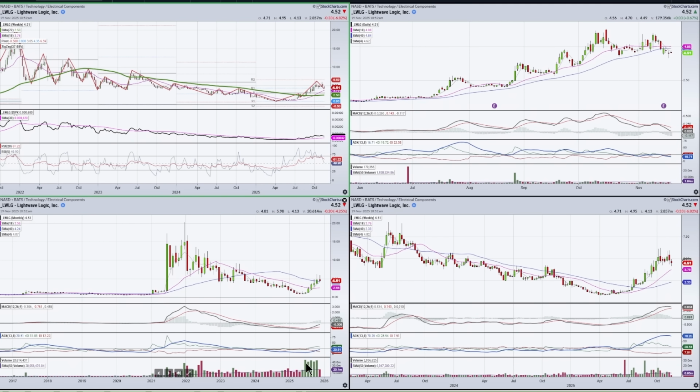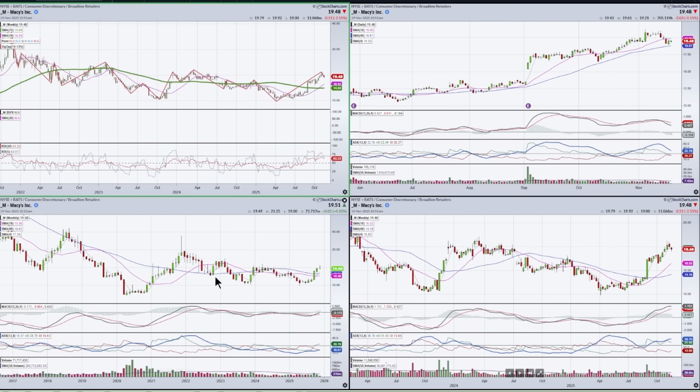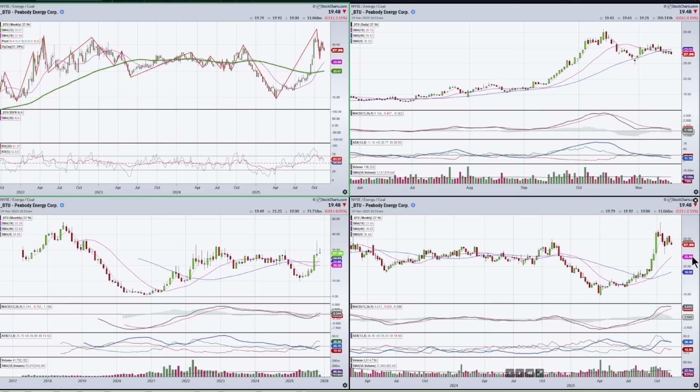Look at the volume pattern on the monthly. These past 4 months, you can see that there's definitely been some buying taking place. We made it through earnings. It's consolidating, something to keep an eye on. Macy's breaking the downtrend line on a longer term basis with relative strength, with momentum. Worth watching on a pullback.